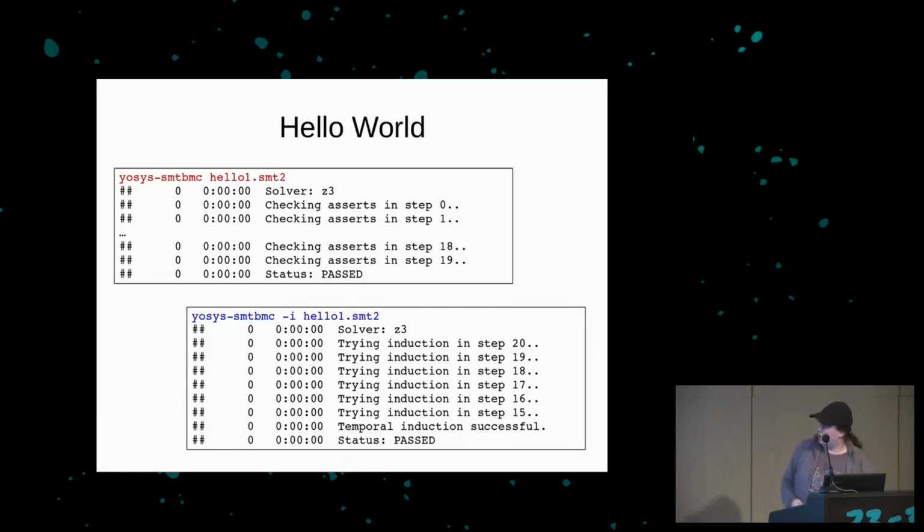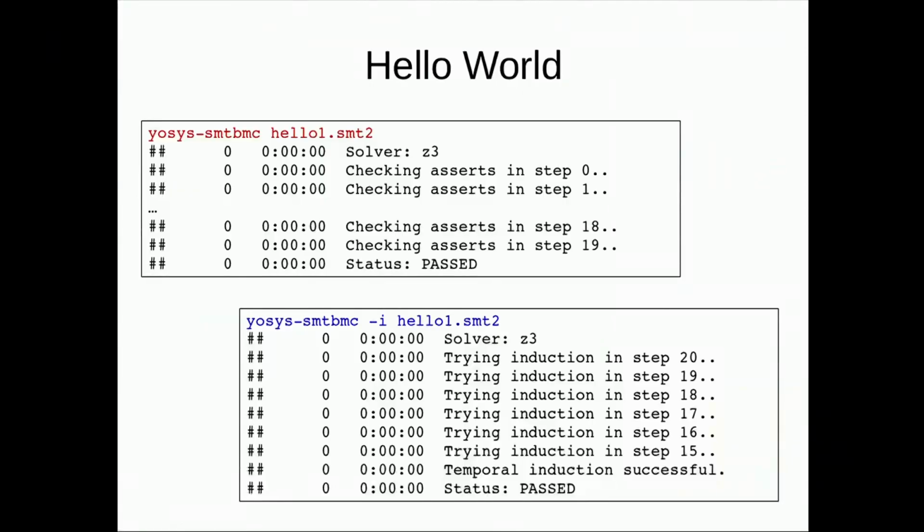And the other one is the induction step. The induction step counts backwards from 20. If it's very easy to prove something by induction, I will talk a little bit more about this later in the presentation, then this will maybe try to prove induction in step 20 and then in step 19, and we'll say, well, it passed, everything is okay. In this case, it's a little bit harder, and we need to go down all the way to step 15 before the induction works. And we will see a little bit later why this is.